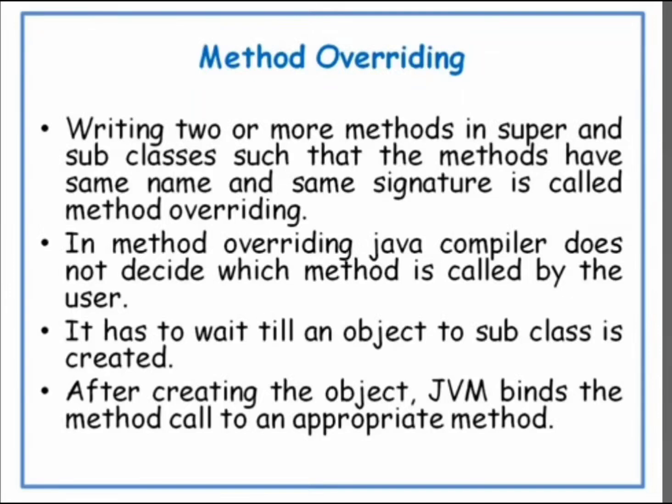In method overriding, the Java compiler does not decide which method is called by the user. It has to wait till an object of the subclass is created. After creating the object, the JVM binds the method call to the appropriate method. It is called method overriding.